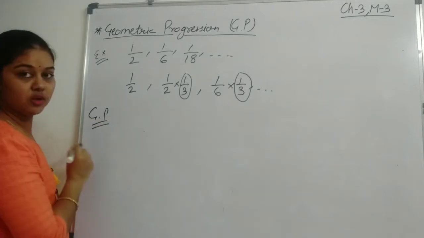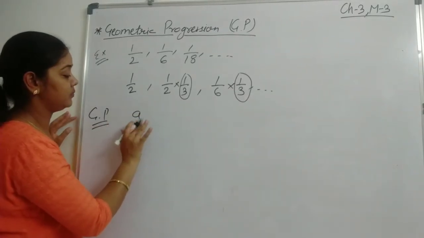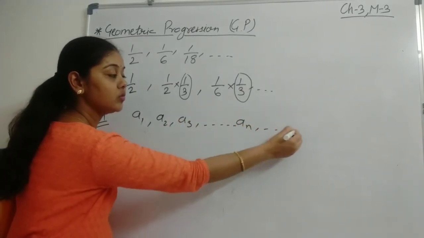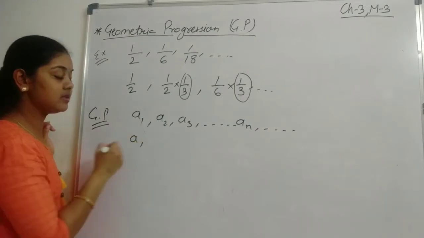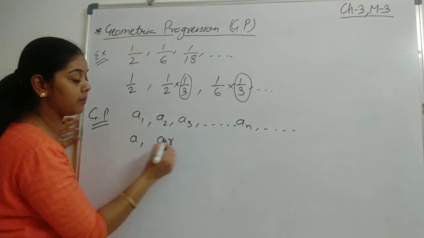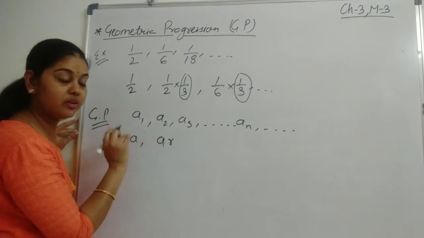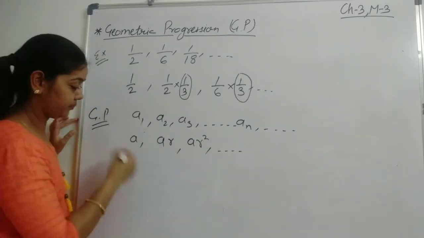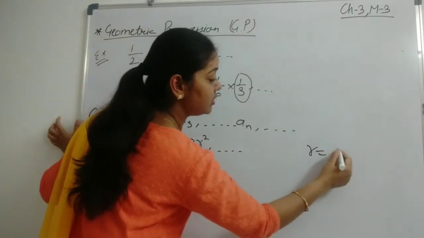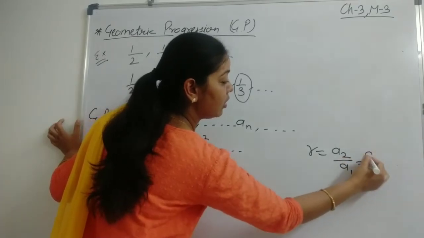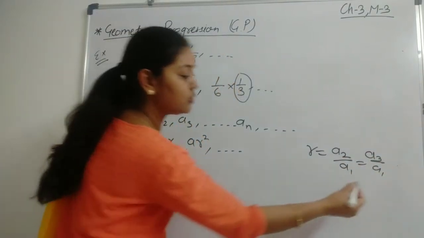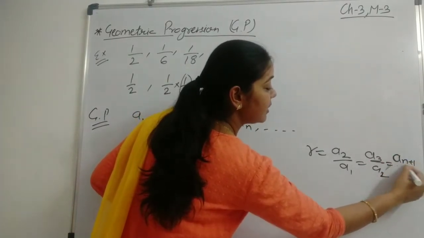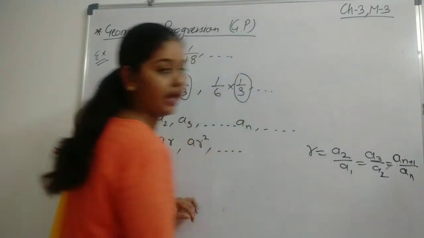It means in a GP, suppose the terms are A1, A2, A3, An and so on. Then the first term is a, the second term is a multiplied by r, where r is the common ratio. The third term is a r square and so on. Where r is the common ratio, it is given by A2 upon A1 or A3 upon A2, or I can write it as A n plus 1 upon An. Okay?